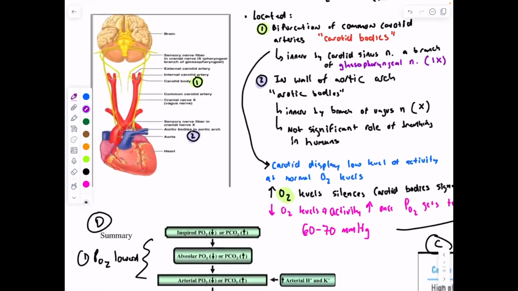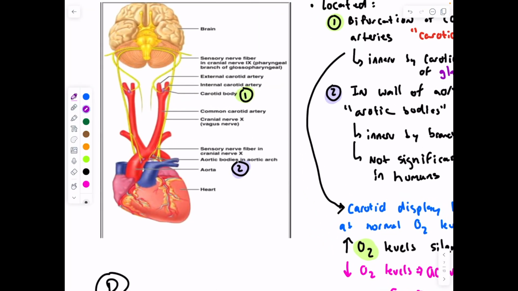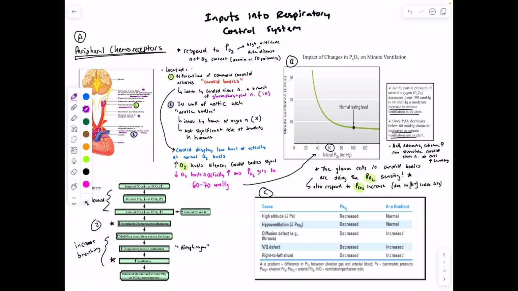And so the idea is that we have chemoreceptors in the carotid body and in the wall of the aortic arch. So right here in the wall of the aortic arch, and this is going to synapse with the vagus nerve, aka cranial nerve 10. Then we have the carotid bodies at the bifurcation between the external carotid artery and internal carotid artery, and that's going to synapse with cranial nerve 9, which is the glossopharyngeal nerve. Okay, so the locations of these peripheral chemoreceptors are here in the bifurcation of the common carotid arteries, and then here in the wall of the aortic arch.